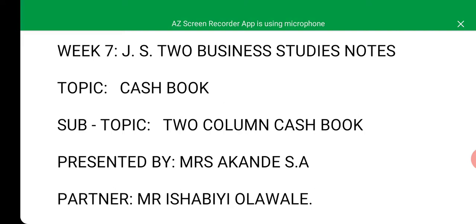Business Studies. The topic is cash book. Last lesson, we treated the single column cash book, and we learned that cash books have two sides, debit and credit, in which payments are recorded on the credit side and receipts, any income received, are recorded on the debit side. Here now is another topic under cash book, and that is the two-column cash book.